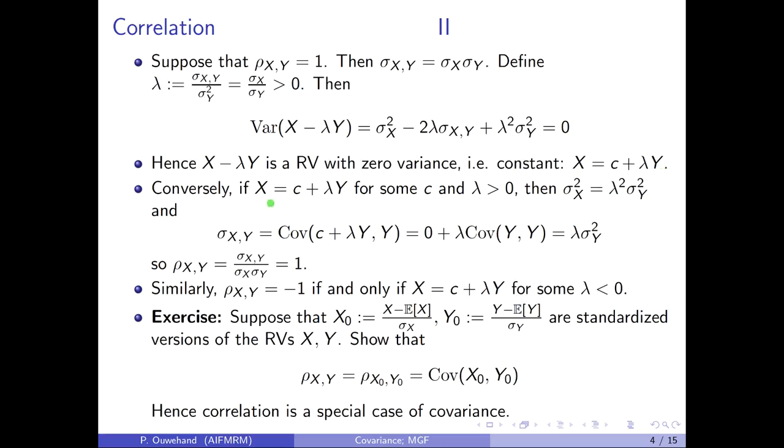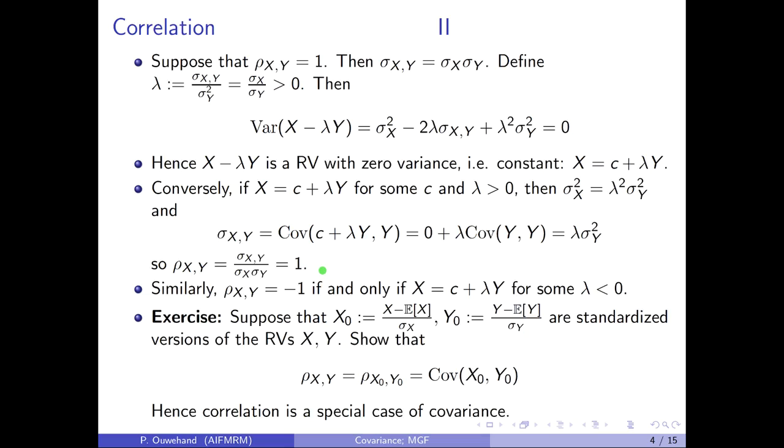Conversely, if x is equal to c plus lambda y for some constant c and some strictly positive lambda, then the variance of x will just be lambda squared times the variance of y. Moreover, the covariance of x with y will be the covariance of c plus lambda y with y, and that is easily seen to be just lambda times the variance of y. Hence, by definition, the correlation is the covariance divided by the product of the standard deviations. And if we substitute in the covariance, as well as the standard deviation of x and the standard deviation of y, it will amount to 1.